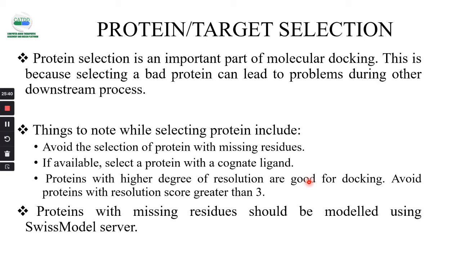Now, some things that are worthy of noting when we are selecting a protein. The first is we should avoid selecting proteins with missing residues. And how do we recognize proteins with missing residues? I'll be showing us that when we quickly move to the practical session very soon. And if available, select a protein with a cognate ligand. So what is a cognate ligand? They are also called co-crystallized ligands that are used to define the active site of a protein. I'll be showing us that.